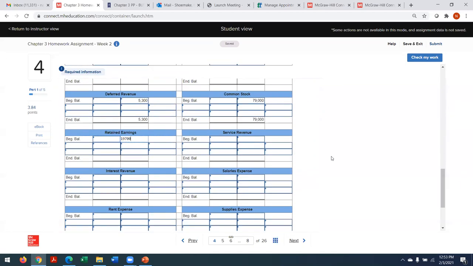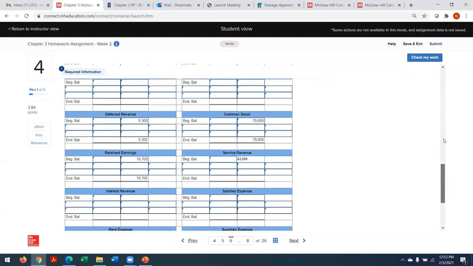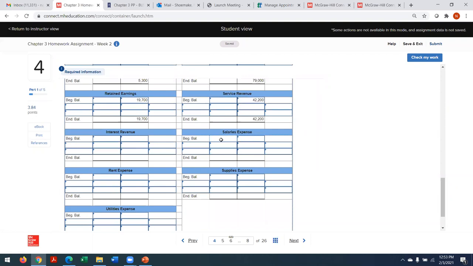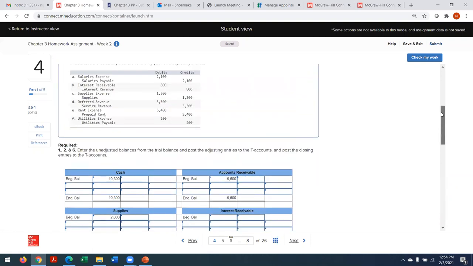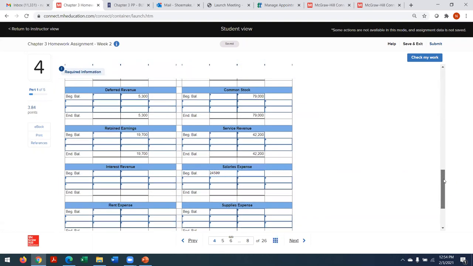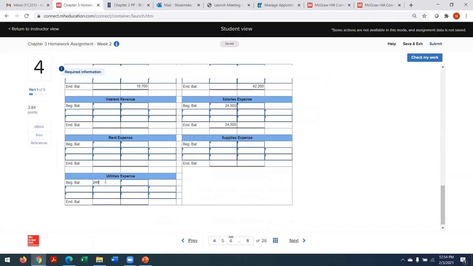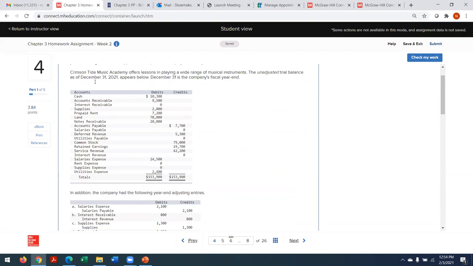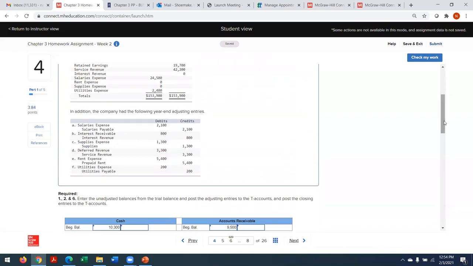Service revenue, 42.2. Salaries expense, 24.5. Utilities expense, 2,400. Do you see what I did? I started by taking my balances in the unadjusted trial balance and I put them in here. Then it tells me that I need to post these adjusting entries. These show a debit to salaries expense for 2,100.